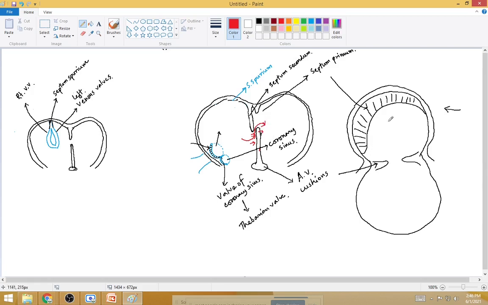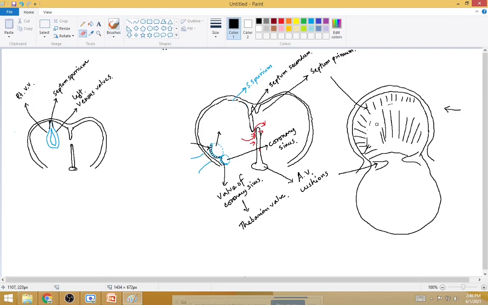Okay, and if you see in the sagittal view, this was septum primum. So this was supposed to go down and down and down to get completed and to reach the AV cushions, isn't it? But before it happened, before this whole of the thing was a septum, what happened?